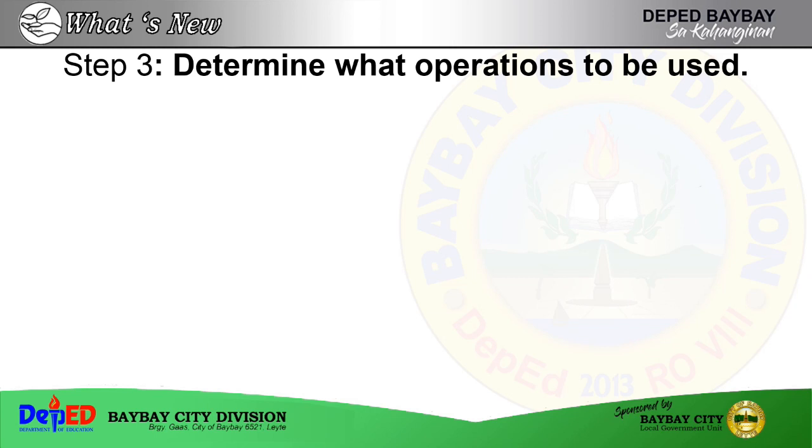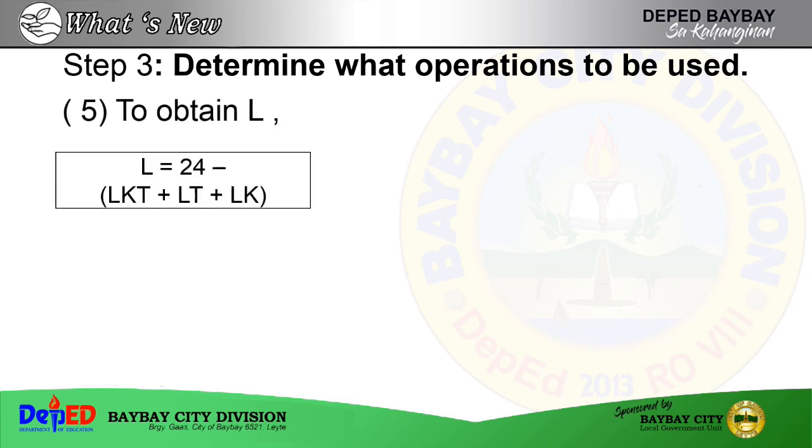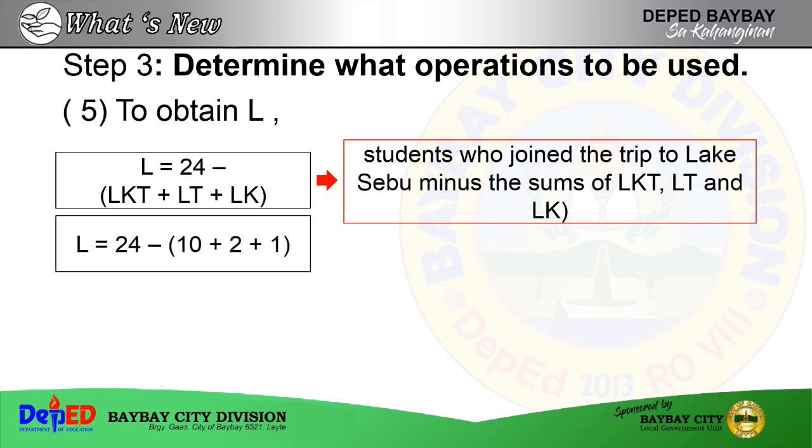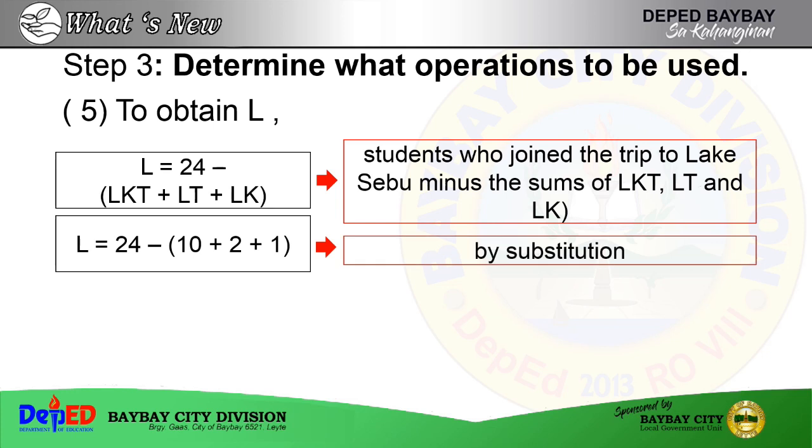To obtain L, L is equal to 24 minus the quantity of LKT plus LT plus LK. These are the students who joined the trip to Lake Cebu minus the sum of LKT, LT, and LK. L is equal to 24 minus the quantity of 10 plus 2 plus 1. This is done by substitution. So we substitute LKT to 10, LT to 2, and LK to 1.